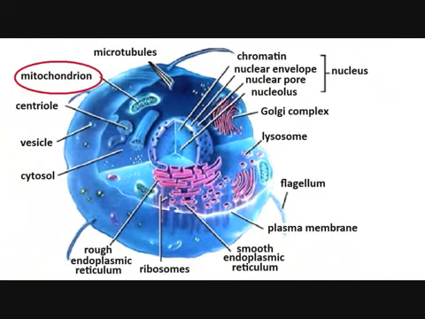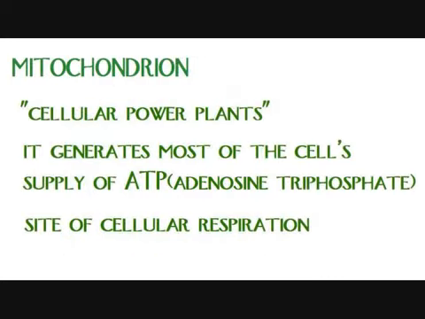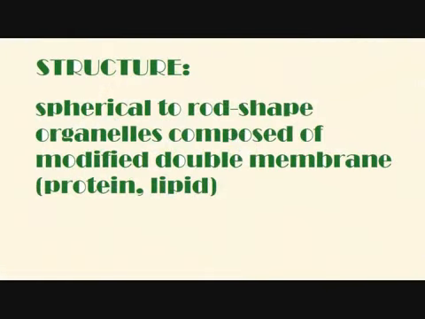The mitochondrion is also known as the cellular power plant because it gives the cell energy. It generates most of the supply of adenosine triphosphate, or ATP. It is also the site of cellular respiration. These are rod-shaped organelles composed of modified membranes.